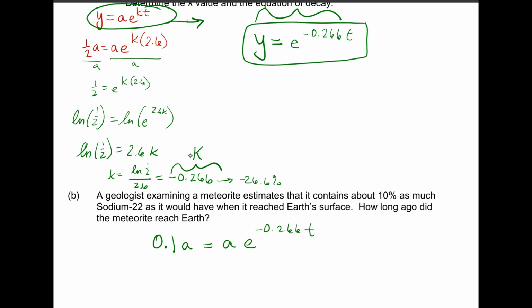I guess I could have put an A here, but basically it's going to be 0.1% of what I started with. I assume, okay, how much I start with, I'm just going to have that be equal to 1. So down here, I have 10% as much as it would have when it reached our surface, so I only have 10% remaining. 10% as a decimal is 0.1.